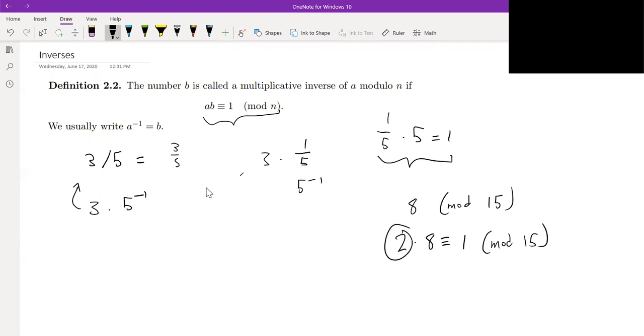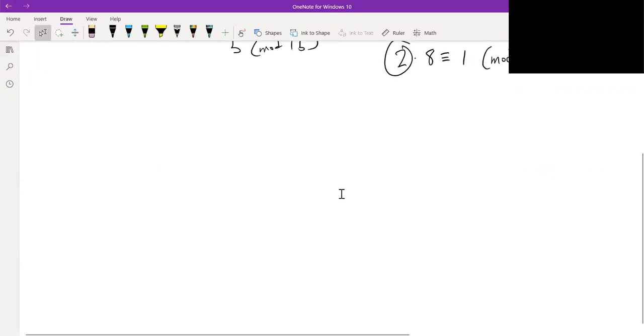However, with another example, like 5 mod 15, you'll never find a number where you multiply it by 5 and get 1 mod 15, because 5 is a factor of 15. So we want to find a general way to describe when there are multiplicative inverses to numbers. To do that, we're going to introduce a quick theorem known as Bezout's identity.